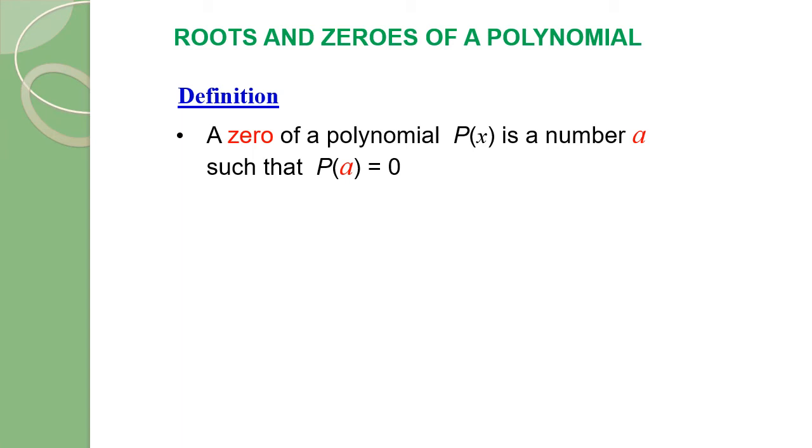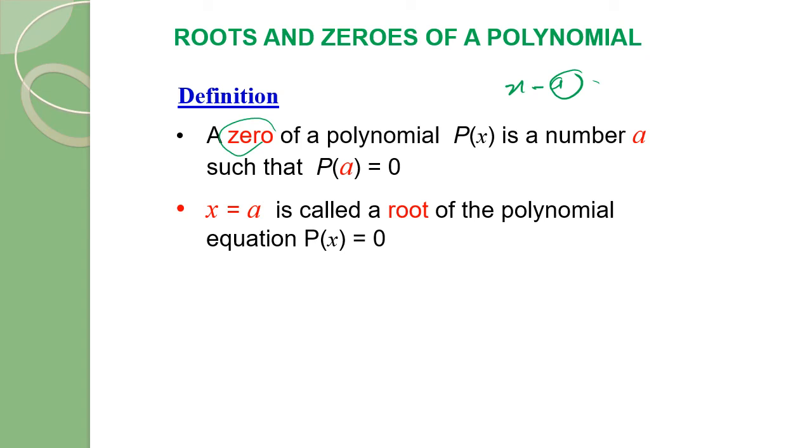Okay, roots and zeros of a polynomial. What is the definition of these two terms? A zero of a polynomial is a number a such that P(a) equals 0. What we found out earlier is that x minus a is a factor when the remainder equals 0, right? So this value of a, we call it a zero. P(a) equal to 0 means that a is the zero of the polynomial. Why? Because when we substitute the value of a, we get 0. That's why the name is zero.